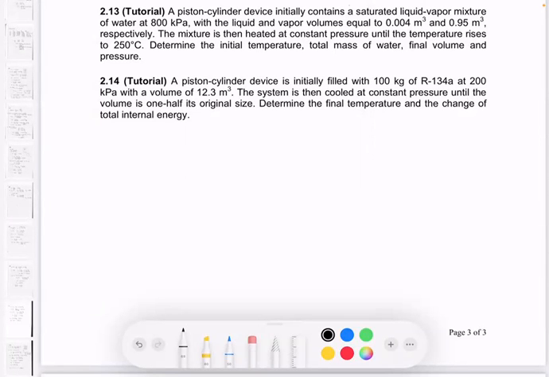All right, last one for this chapter. We're going to do 2.14. A piston cylinder device is initially filled with 100 kilograms of refrigerant 134A at 200 kilopascals with a volume of 12.3 cubic meters. The system is then cooled at constant pressure until the volume is half its original size. Determine the final temperature and the change of total internal energy.